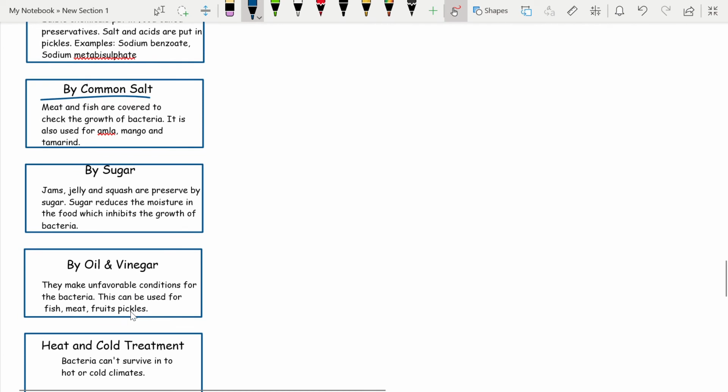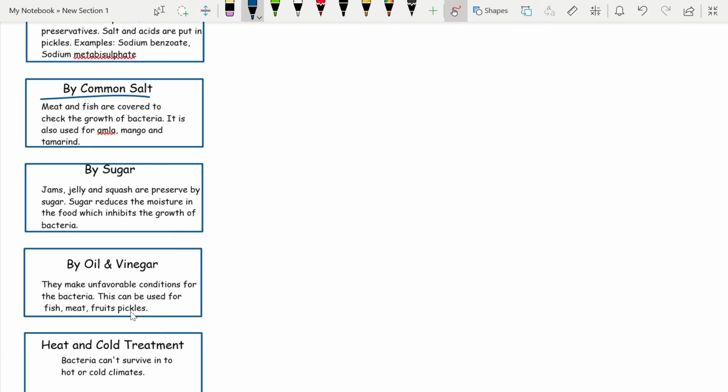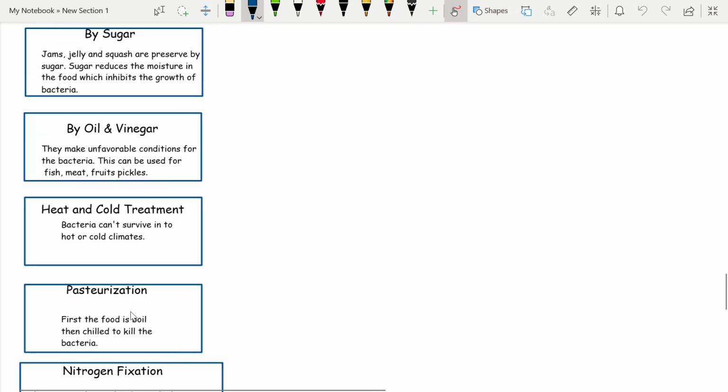By sugar. Jams, jelly, and squash are preserved by sugar. Sugar reduces the moisture in the food, which inhibits the growth of bacteria, meaning they do not let the bacteria grow and the moisture is taken out. By oil and vinegar, they make unfavorable conditions for the bacteria, meaning they don't like the condition, and this can be used for fish, meat, fruit pickles.